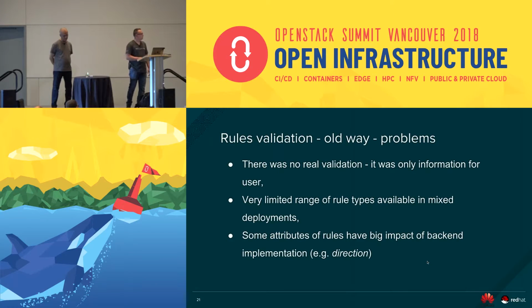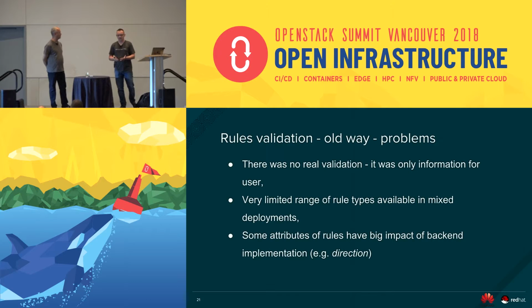That makes some problems and troubles for users. First of all, from the user perspective, there was no real validation. Even if only the bandwidth limit rule was reported by this list API call, nothing prevents you from creating a DSCP marking rule, for example, and attaching it to an SR-IOV port. Then it would be applied, and the user could think that everything works fine, but in fact, no packets were marked with DSCP.